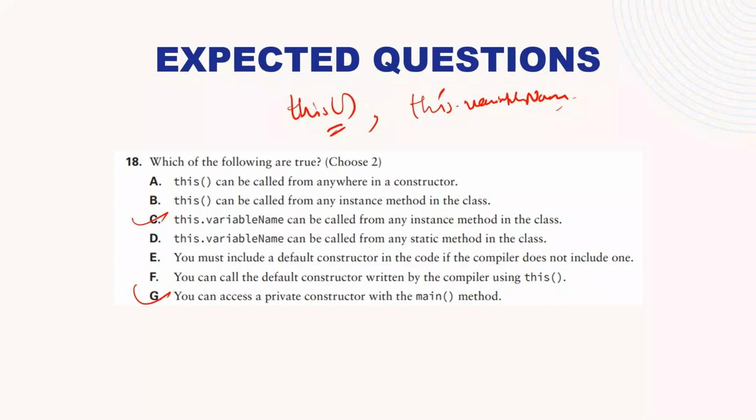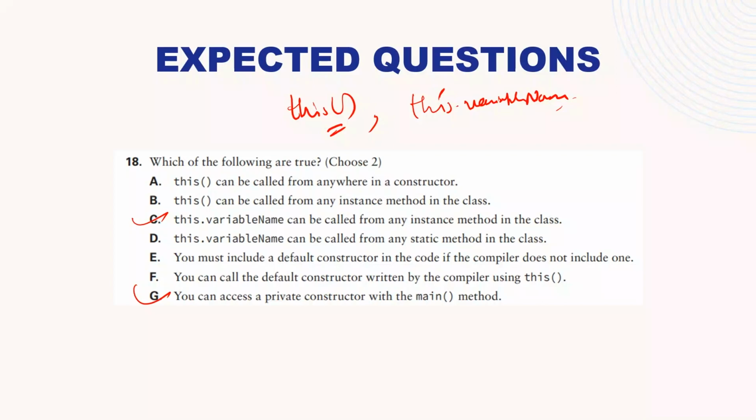It cannot be called from a static method because there is no instance of the class to refer to. A static method is associated with the class only. You cannot call it from a static method. A non-static method can call static members, but the reverse is not possible. I've already told you.